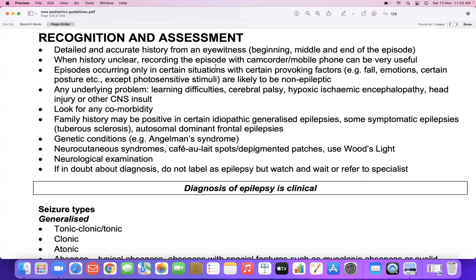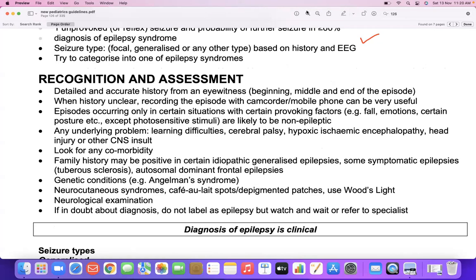So this is what you will usually do in history and assessment. Here, take a detailed and accurate history from the eyewitness. Whenever you see a seizing child, you have to describe how the beginning started, how the middle went, and how the end of the episode was.